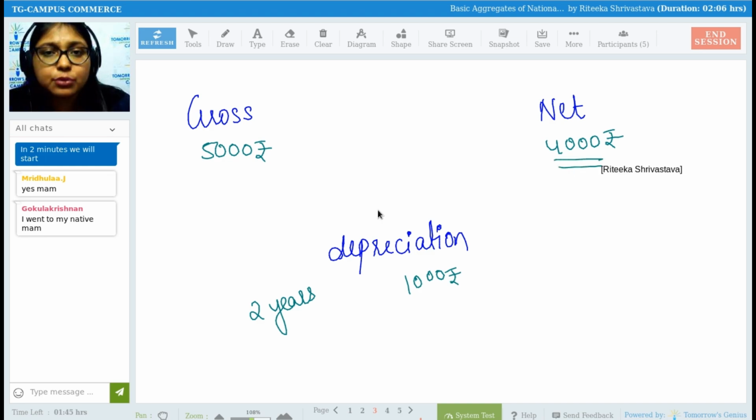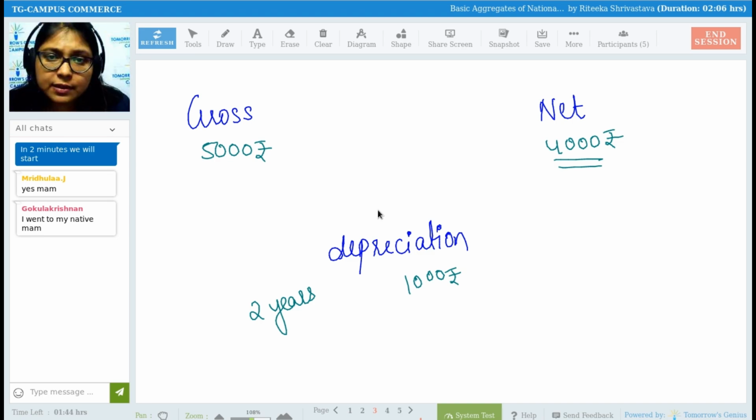Net is the value, or net value is the value which remains in our hands after doing the deduction of depreciation. Fine. So gross and net are related to each other. They are related with one more important term, that is depreciation. In the last class we understood very clearly what depreciation is, and you have all been studying the term since class 11.